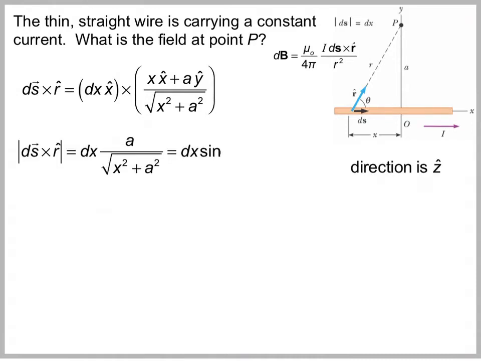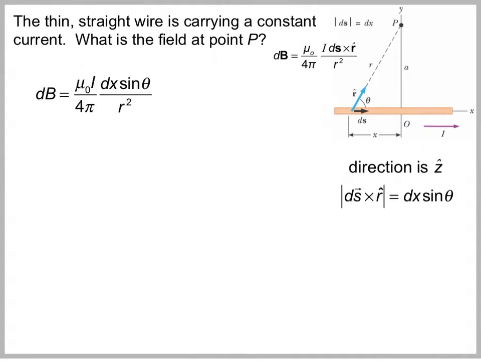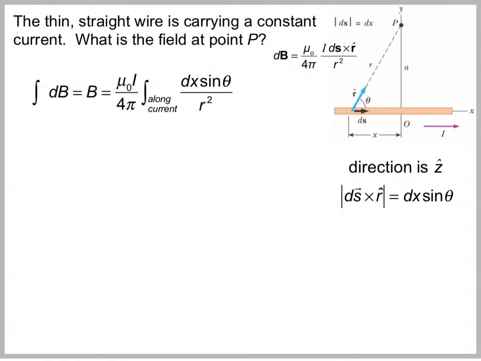Now that we have the direction, we can look at the magnitude of ds cross r hat. So it's dx, and then it's a over the square root of x squared plus a squared, or it's dx sine theta. So the magnitude dB is mu naught I over 4 pi dx sine theta over r squared. To get the total magnetic field, then we need to integrate. Mu naught I over 4 pi is constant, it comes out, and so we need to integrate dx sine theta over r squared along the current.